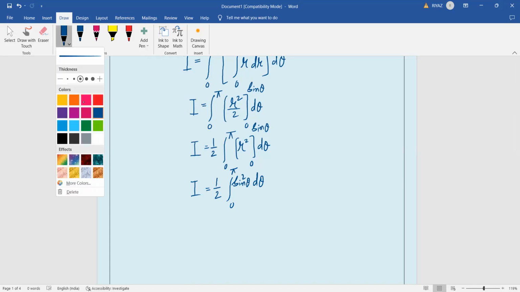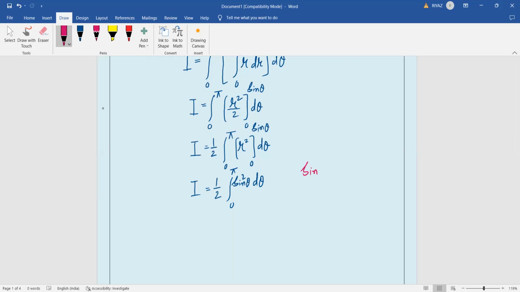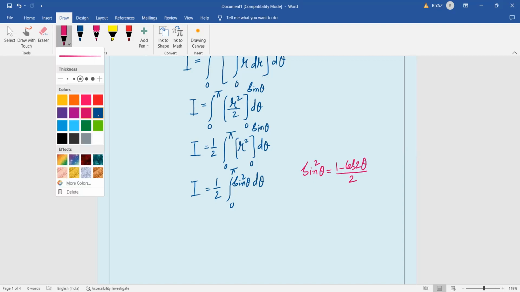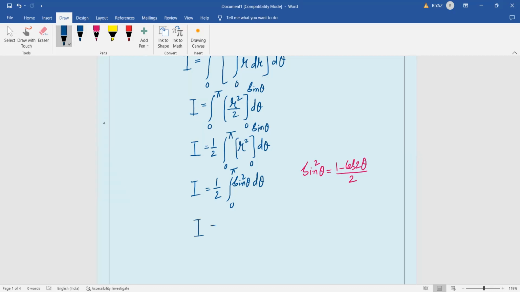Now remember, we don't have any direct integration for the square term, so we always convert square values in different ways. Sine square theta can be written as 1 minus cos 2 theta by 2. We use this in place of sine square theta, because directly integrating a square term is not possible. So 1 by 2 as it is, and sine square theta is 1 minus cos 2 theta by 2.